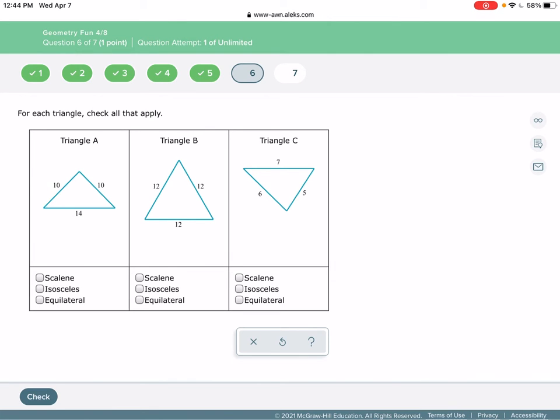The different kinds of triangles we're talking about are a scalene triangle, an isosceles triangle, and an equilateral triangle. A scalene triangle is a triangle that has 3 sides that are all different lengths from each other. There are no 2 sides that have the same length. An isosceles triangle is a triangle that has 2 equal sides.